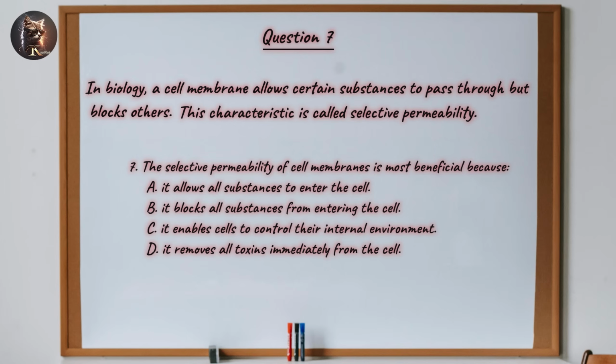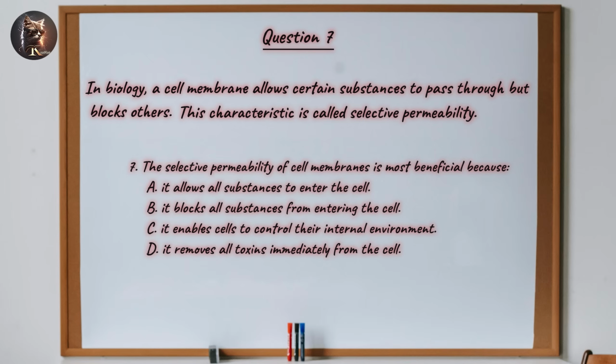Imagine a cell as a tiny protected space that needs certain substances to survive, things like nutrients or oxygen, but it also needs to keep harmful substances out. The cell membrane acts like a very careful security guard at the entrance. It doesn't let just anything enter or leave. Instead, it selectively decides, this substance can enter, but that one can't.